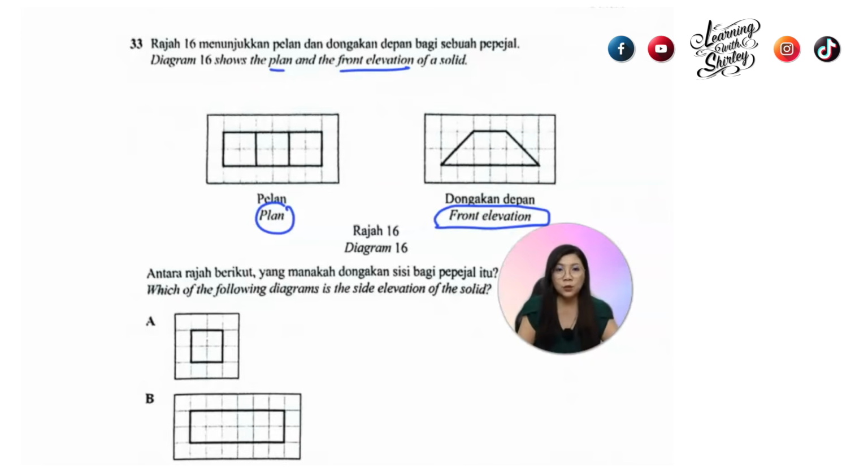So now they're asking which of the following diagrams is the side elevation of the solid. So if I were to draw it over here, so you see the plan is from the top view, right? It looks like 3 squares. So 3 squares.